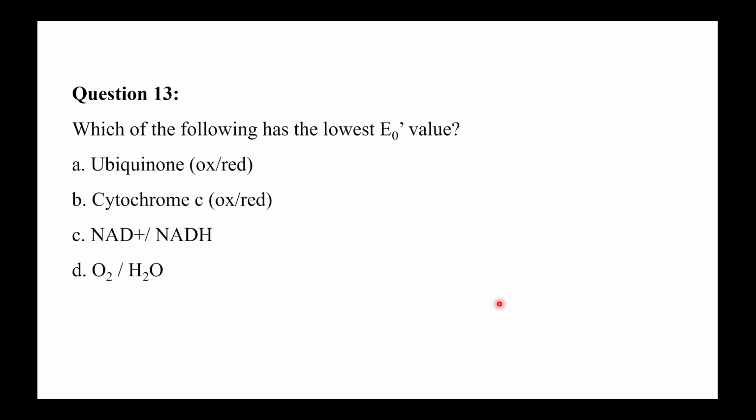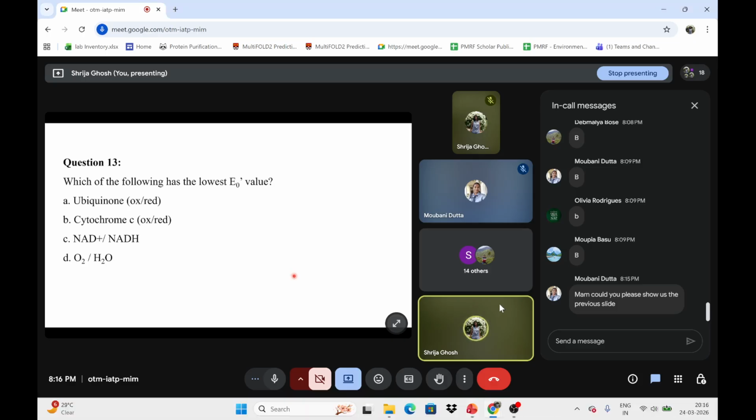Okay. Moving on to the next question, question number 13. Which of the following has the lowest E naught value? Options are: option A, ubiquinone; option B, cytochrome C, oxidized versus reduced; option C, NAD plus versus NADH; option D, O2 versus H2O. This is the reduction potential, the redox potential.